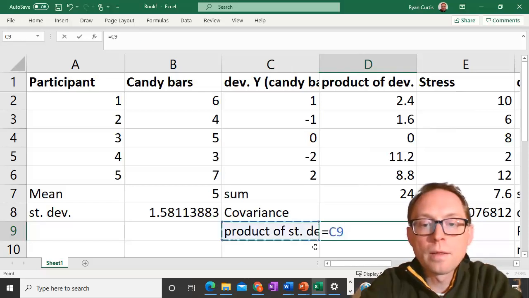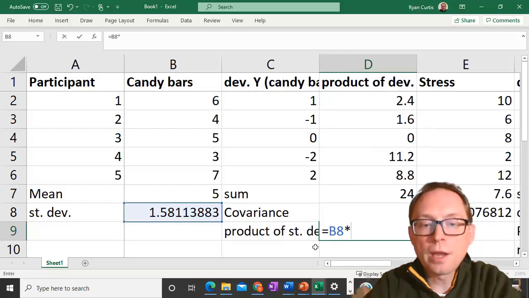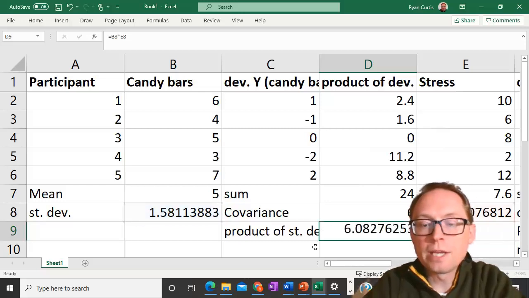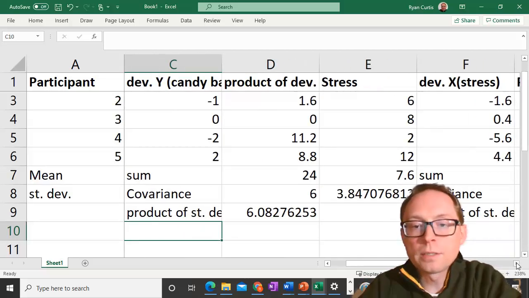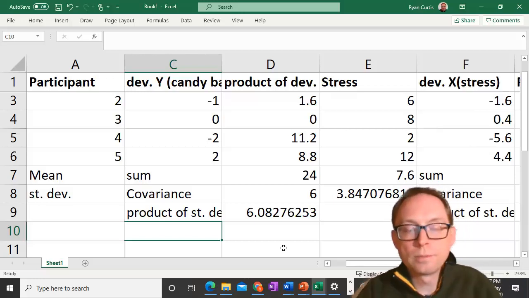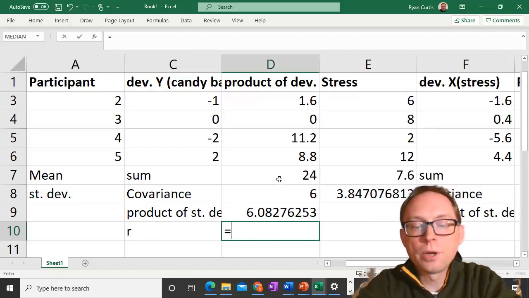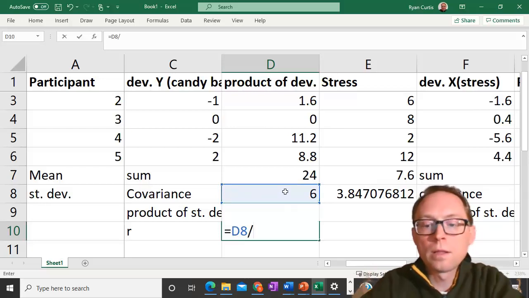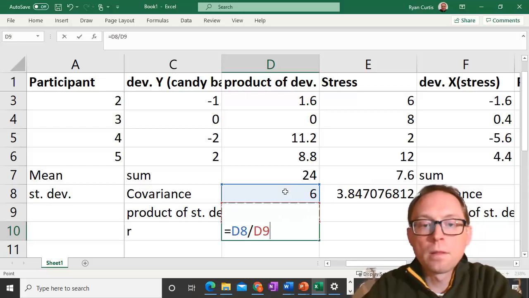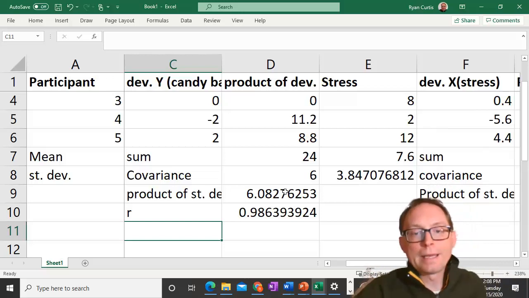So the product of standard deviations is this, the standard deviation of candy bars times the standard deviation of stress. And you get 6.082762, whatever. Pearson's R is going to be this, the covariance divided by the product of standard deviations. 0.9863, we round that up to 0.99.